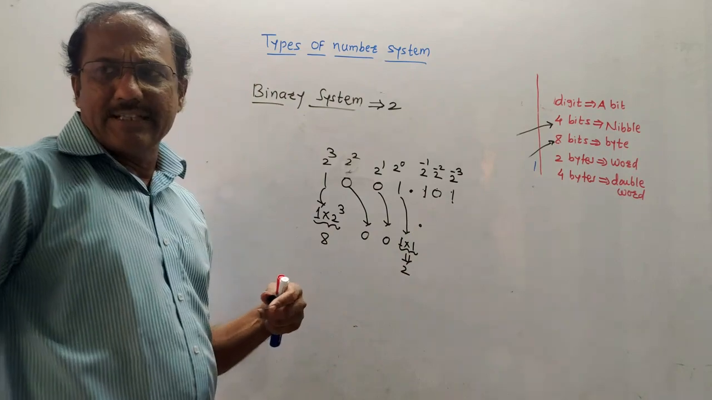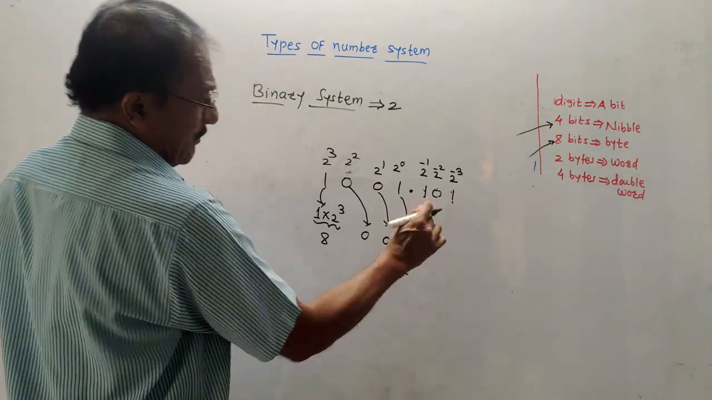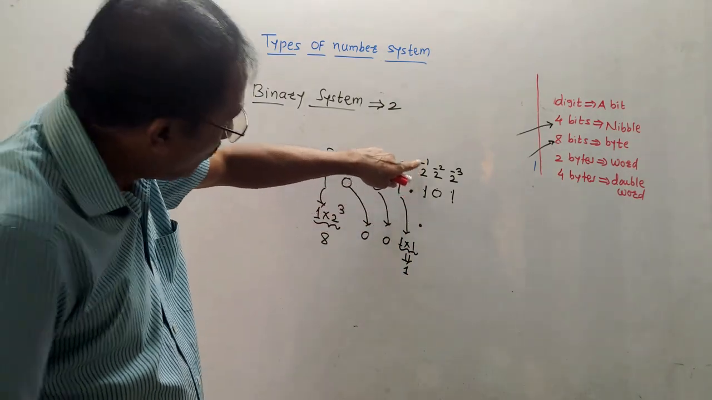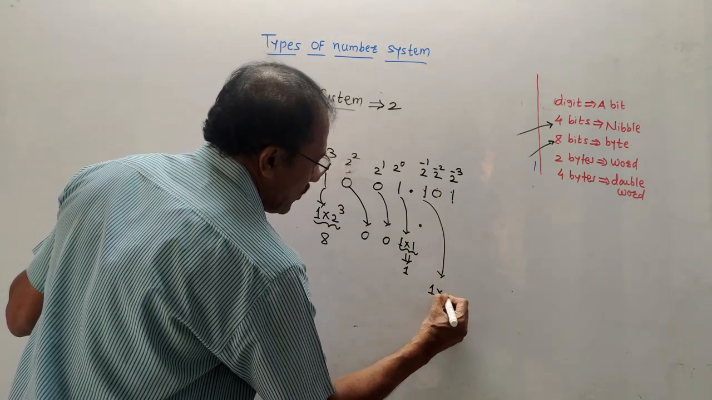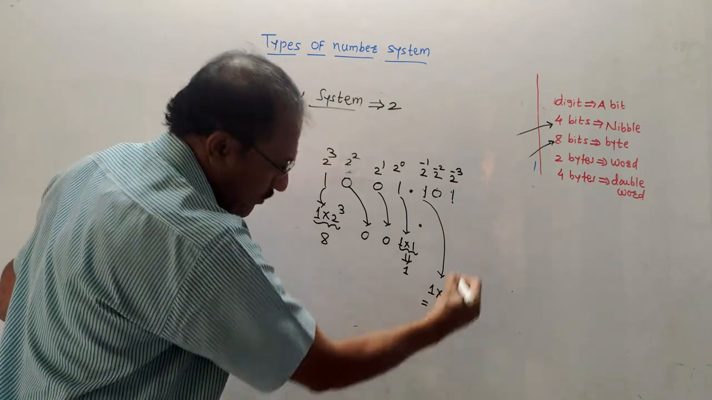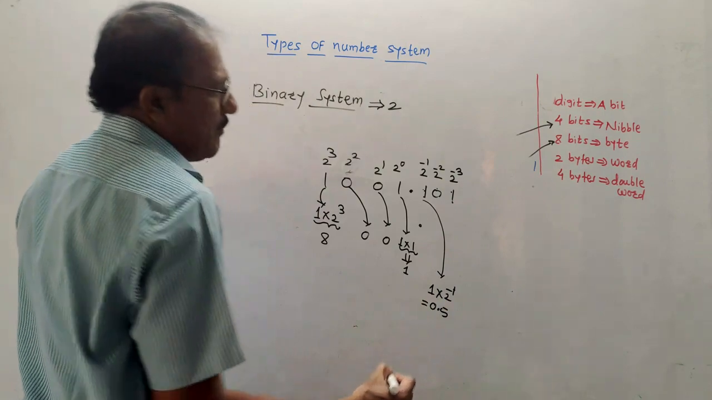Decimal point remains as it is. Oh, sorry. This is 1 into 1 represents 1. Decimal point remains as it is. This 1 is getting multiplied with 2 raised to minus 1. So this value, I will write it like this. 1 into 2 raised to minus 1. Everyone knows 2 raised to minus 1 is 1 by 2. So it becomes 1 by 2. That means the value will be 0.5.